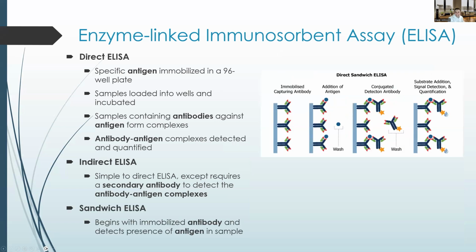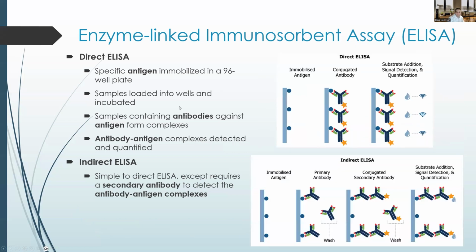There's also something called a sandwich ELISA, and here you actually begin with the immobilized antibody, okay? Then you put the antigen into the well. The sample goes into the well. Then you use a secondary antibody to detect the antigen, which should only be present if that antigen at first interacted with the initial antibody. So it's just the order in which you do these.